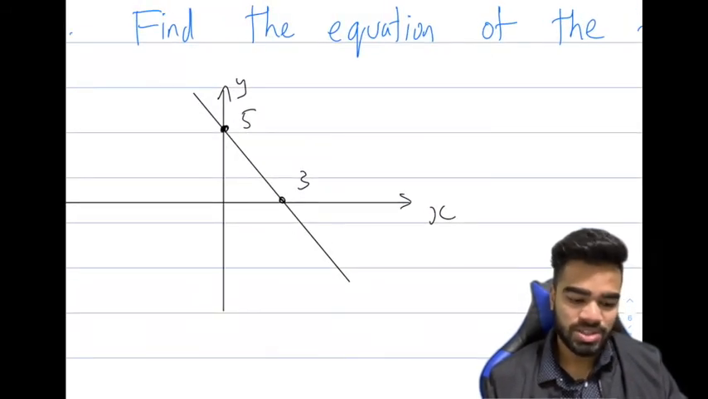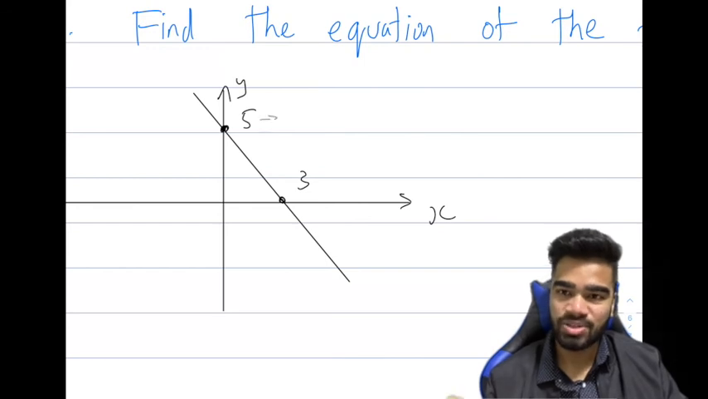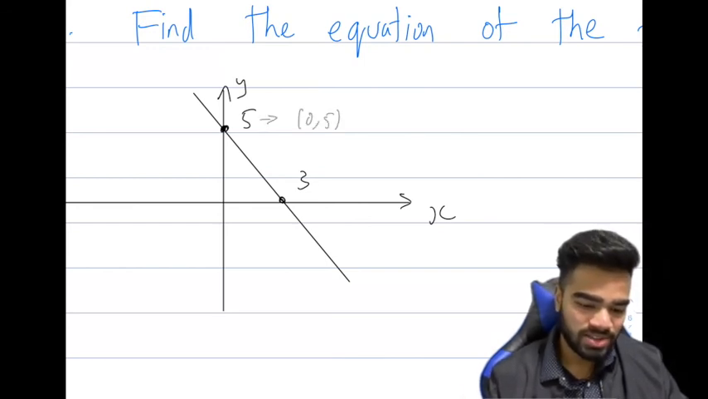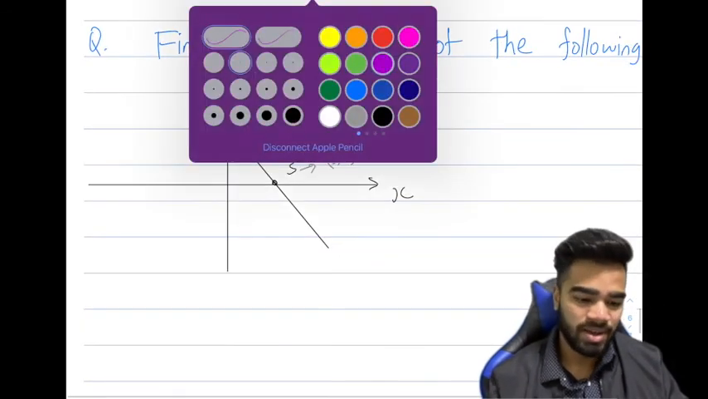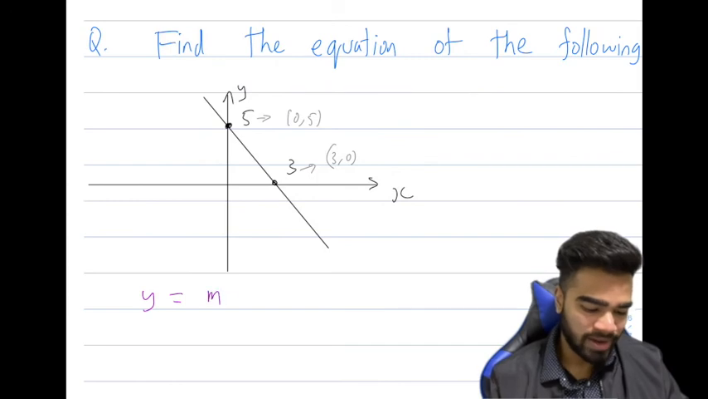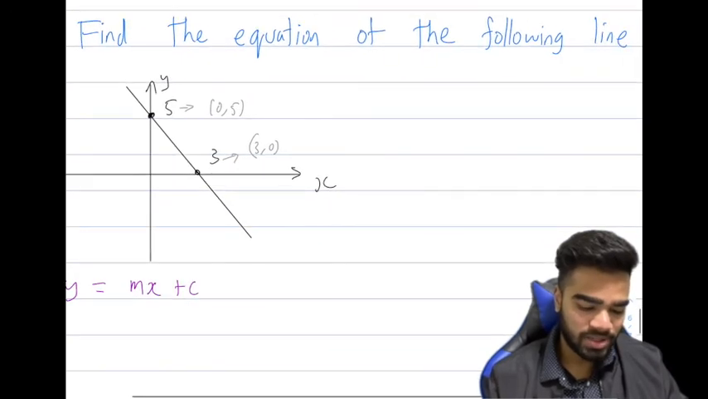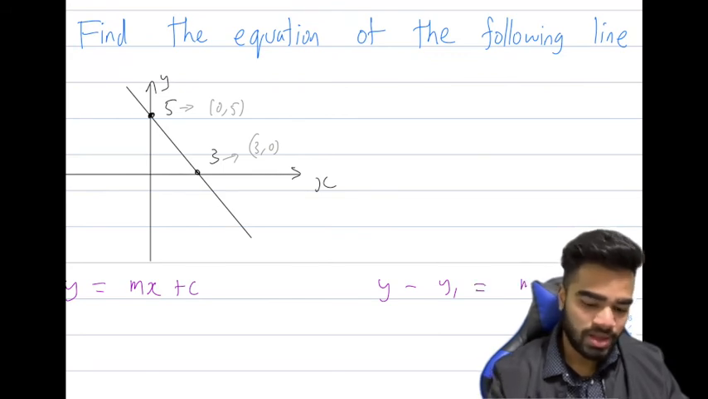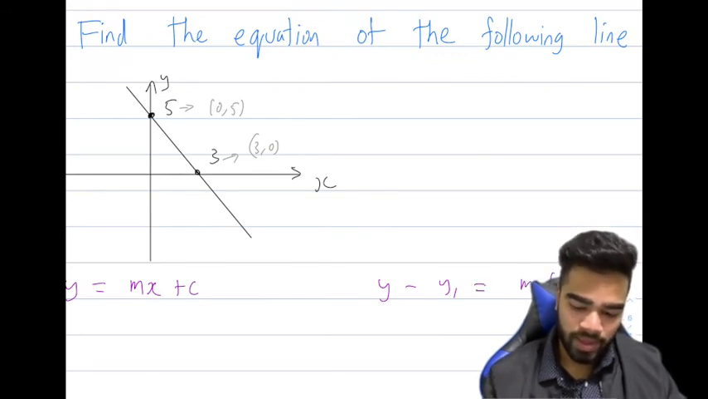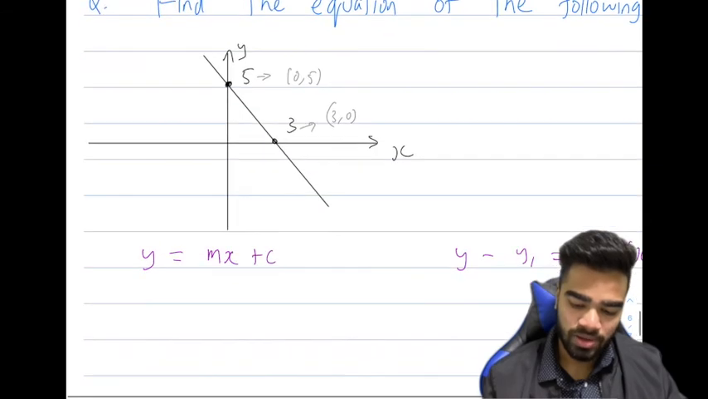So again, in this question, it's nothing different, guys. Technically, they still gave us two coordinates. This coordinate is 0 and 5, and this coordinate is 3 and 0, right? They still gave us two coordinates, which means the method is the same. Just to switch it up a bit, I'm going to go back to y equals mx plus c form. You guys can use either one. You can still use y minus y1 is equal to m(x minus x1). You can use either method.